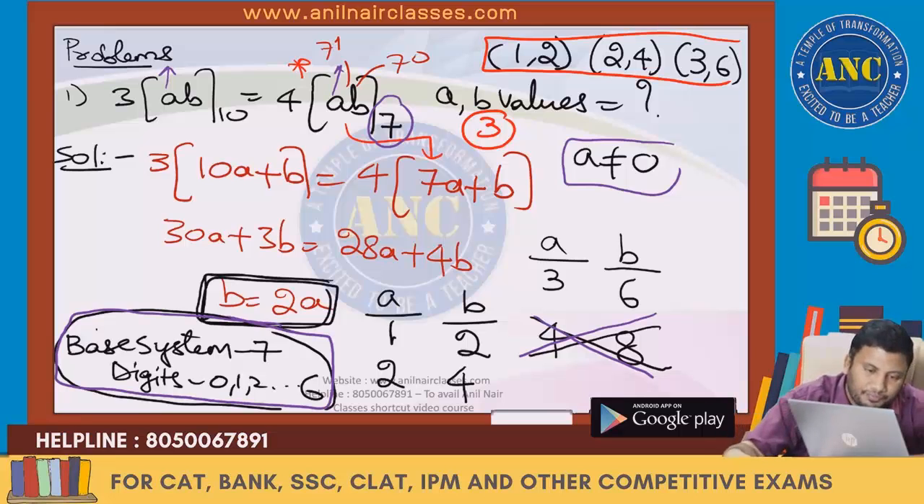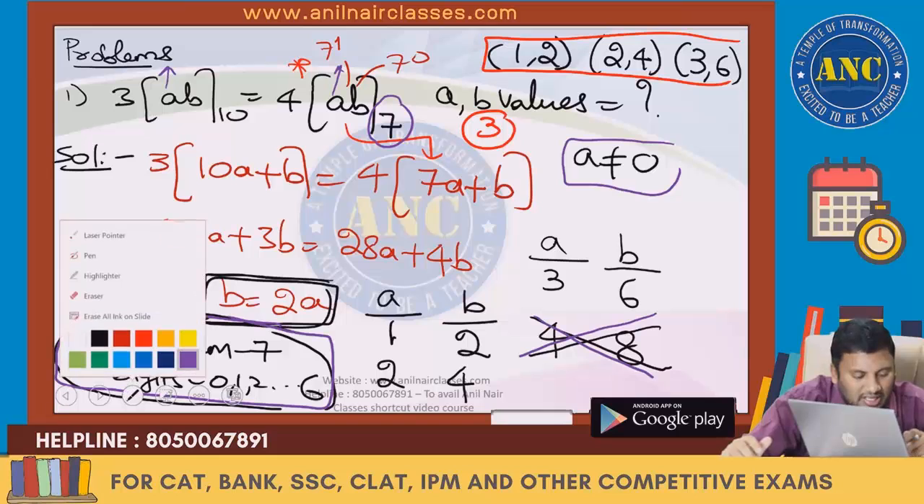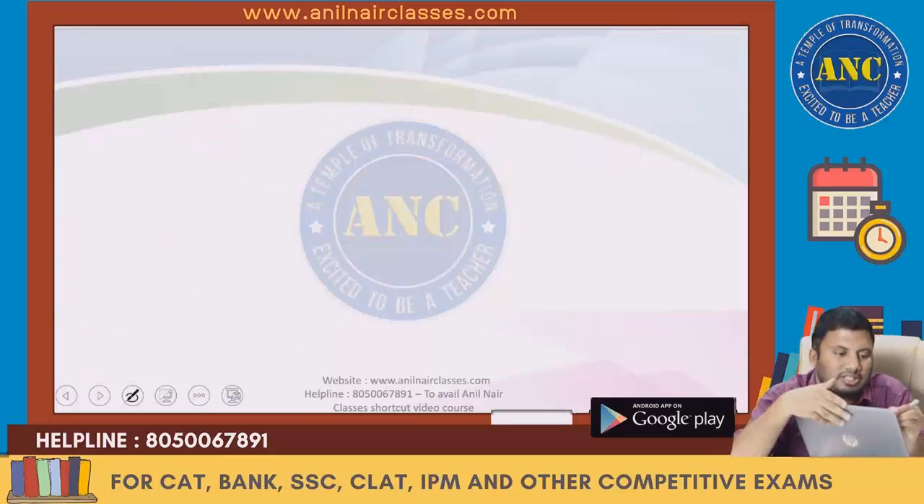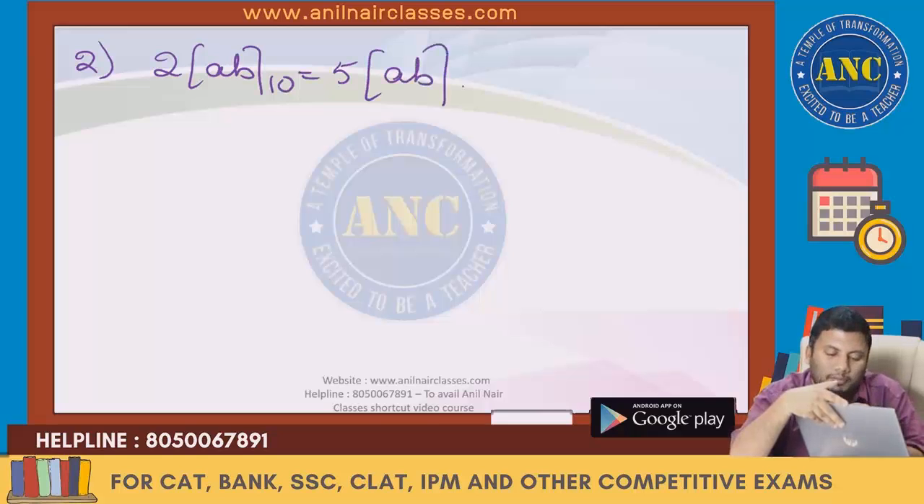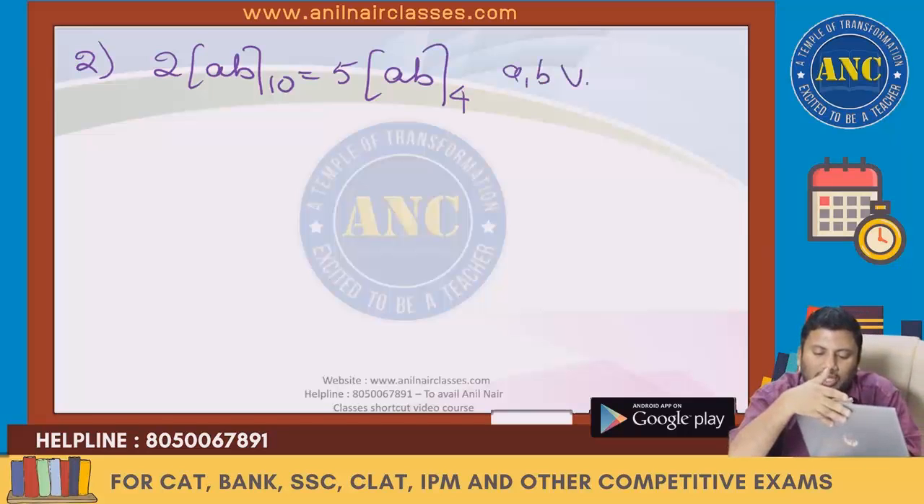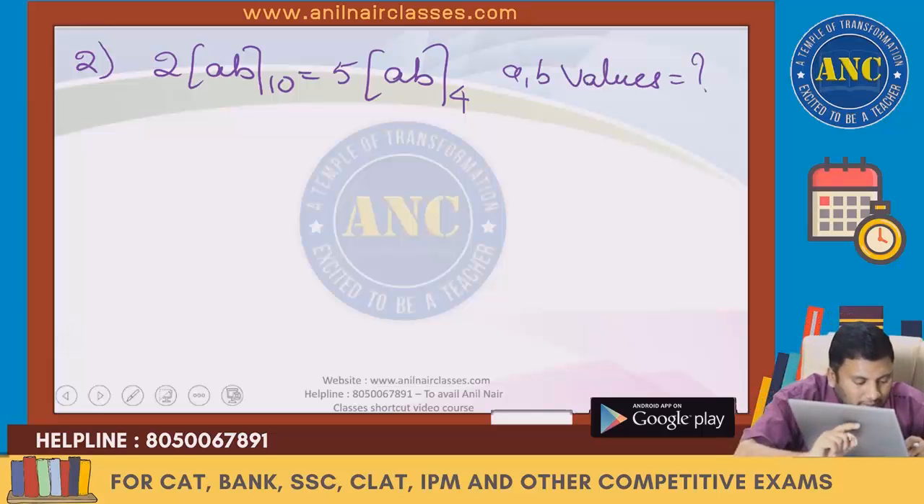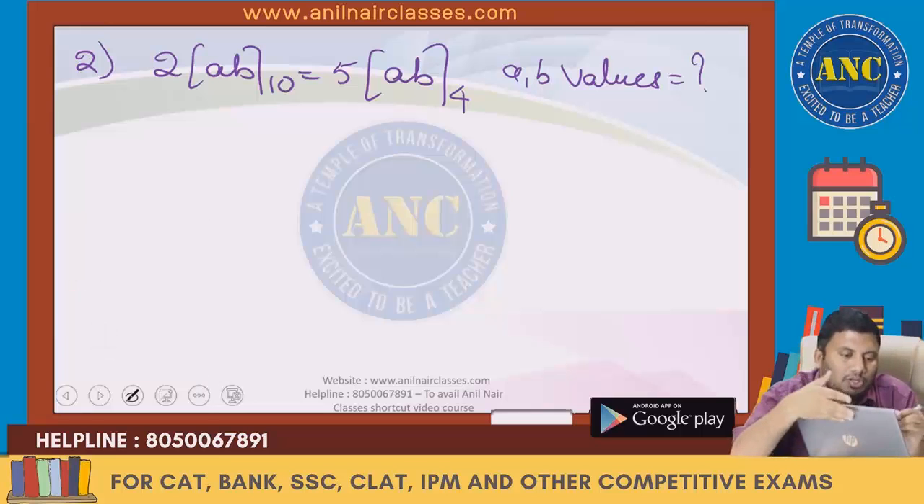Second one. One by one we will solve all the problems. First was a relatively easy question. Second one: 2 times AB in base system 10 is 5 times AB in base system 4. How many values can AB take? Another model. This is the solution, so that you will not miss any model.